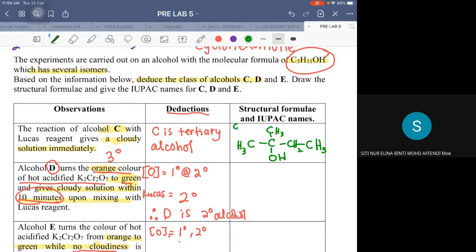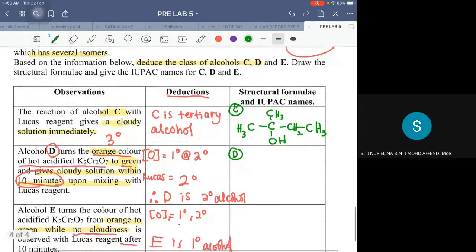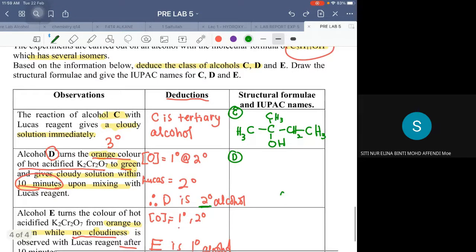Okay, D. Ni structure apa ni? Structure D pula. Dia adalah, kita dah decide dia adalah secondary alcohol. So ni OH that bonded to the secondary carbon. So macam mana dia nak jadi secondary carbon? Dia mesti attach kepada dua lagi carbon. Sini hydrogen. Therefore, this is secondary carbon. So this alcohol is secondary alcohol.